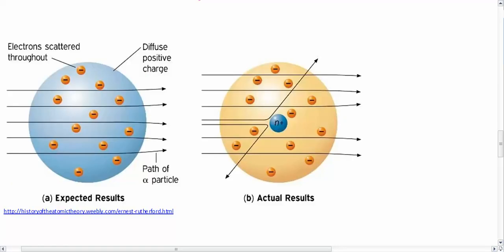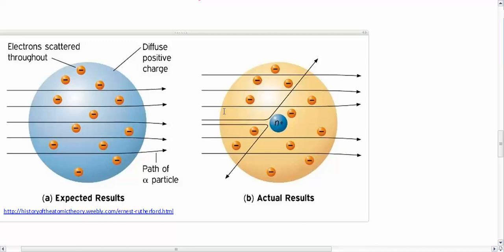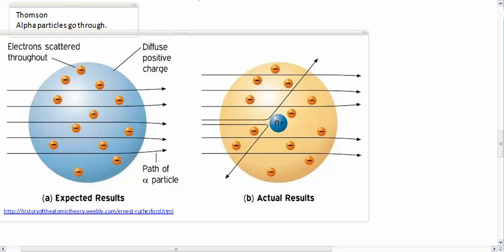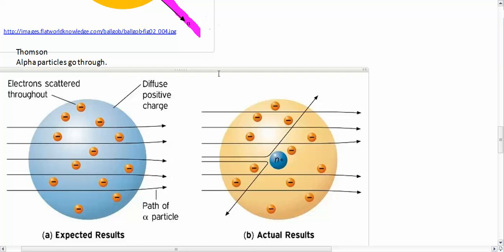So I like this diagram right here because it's got a nice comparison of the two models. So first we have J.J. Thomson's model, in which the alpha particles go right through. And the reason that they go right through is that there's nothing that gets in their way, right? This sort of positive dough and the chocolate chips, the alpha particles can go through them. They're not that hard.